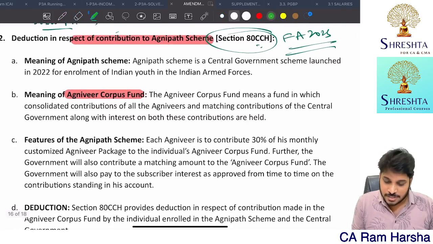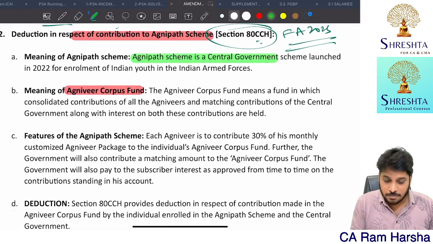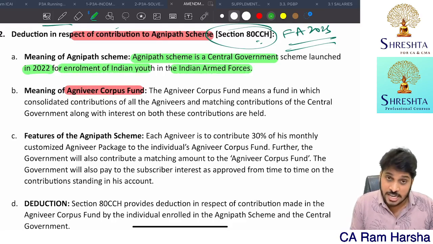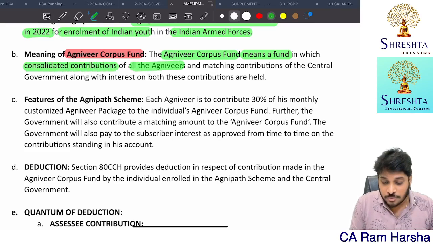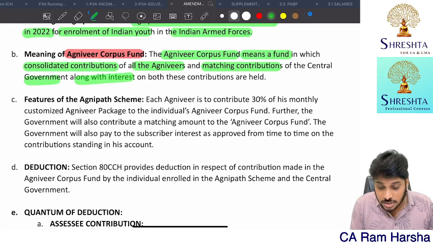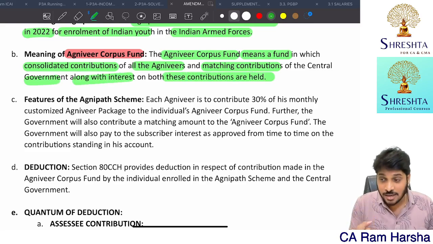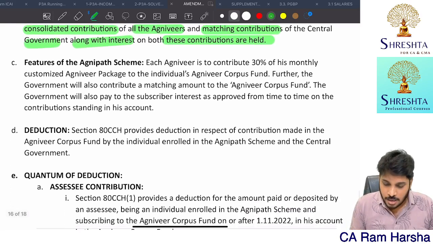So what is the Agnipath scheme? It's a scheme of the central government, launched in 2022 for enrollment of Indian youth in the Indian Armed Forces. The Agniveer Corpus Fund means a fund in which all the contributions of the Agniveer and the matching contributions of the government, along with interest, are held. In that fund only it is held.